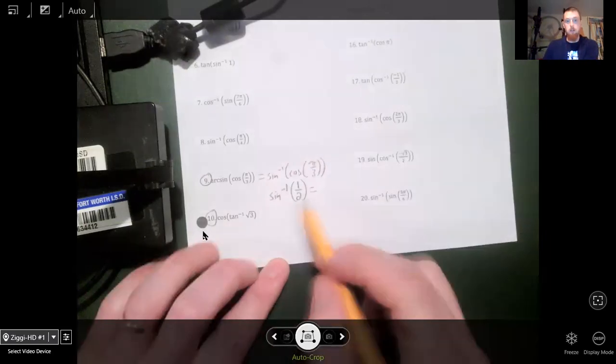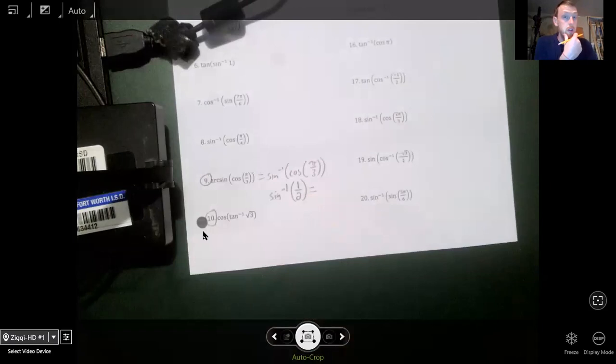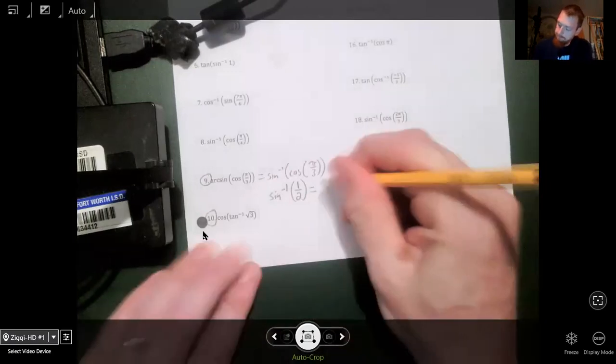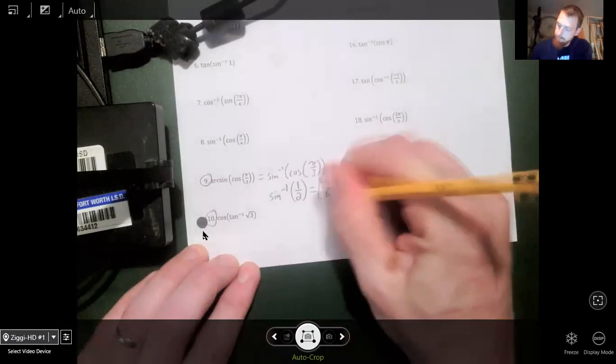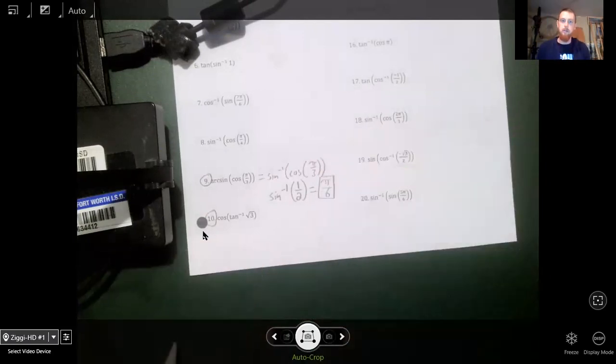Inverse sine of 1/2 means if I have an angle and the sine of that angle is 1/2, what angle is it? Well, let's see. That would be 30 degrees, or pi over 6. Easy, right? If you know your unit circle, life is just a bowl of peaches.